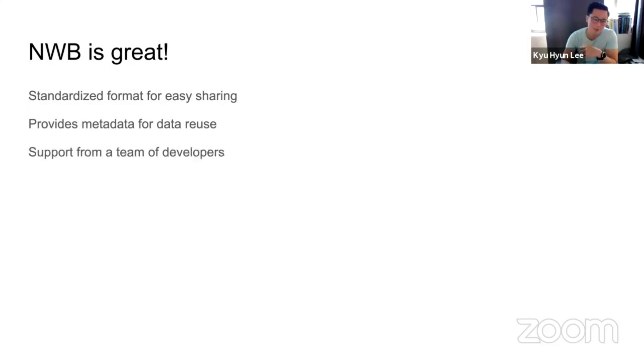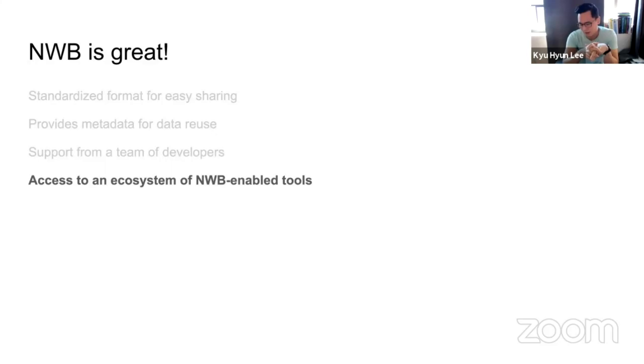It also comes with support from a team of developers who not only maintain the format, but also educate the community in a workshop like this one. And finally, it is supported by and recognized by an ecosystem of other data analysis tools that each solve specific problems. And I think this is really where the benefit of doing science with NWB becomes evident.